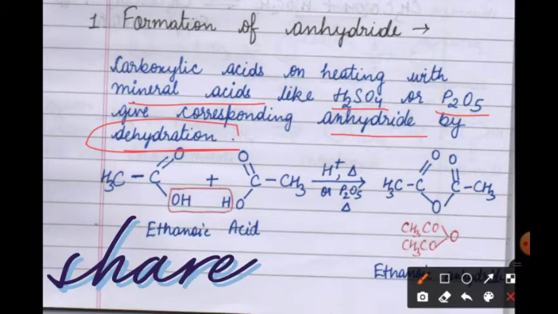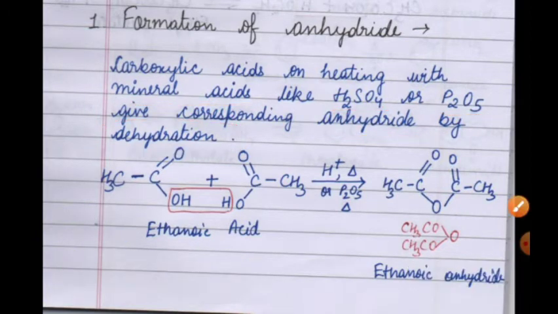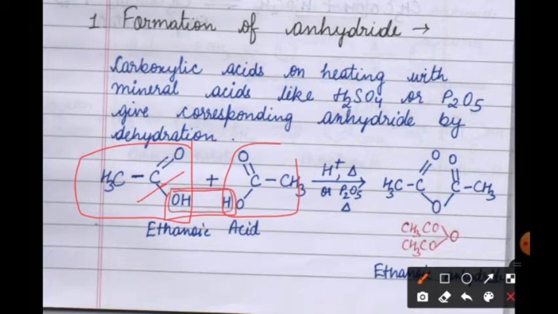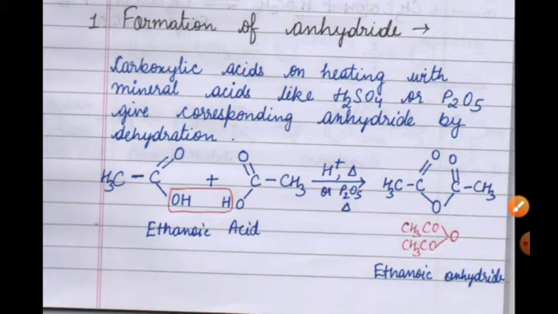This is ethanoic acid, one molecule of ethanoic acid, and this is another molecule of ethanoic acid. Now what will happen? This H2O will come out. Here there is breakage of C-OH bond of one acid and OH of the other. This will be released as water on heating and the product that we will get is ethanoic anhydride.